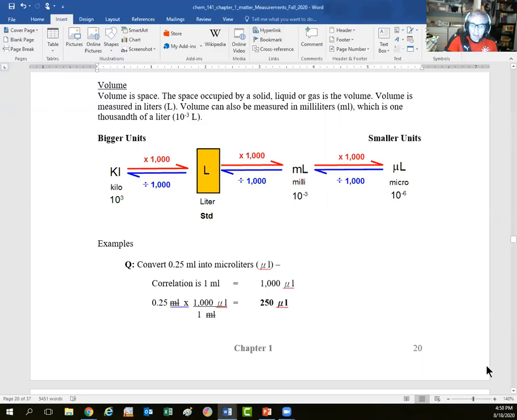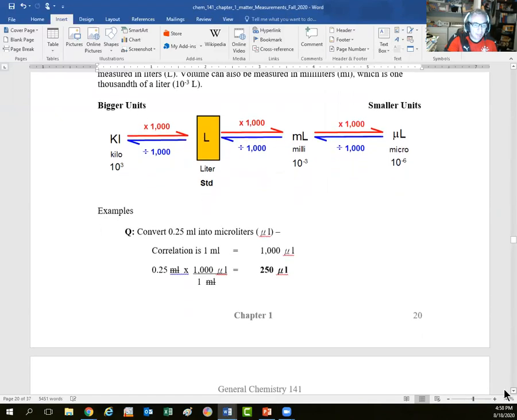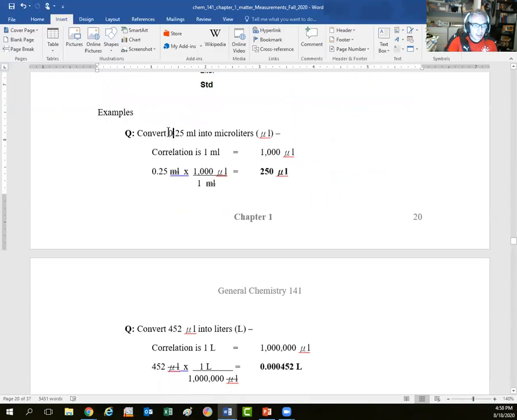Looking at a couple of examples. 0.25 millilitres converted into microlitres. There's a factor of 1,000 between microlitres and millilitres. So that 0.25 times the factor of 1,000 gives us 250 microlitres. We started with a bigger unit, so we're getting a bigger answer, factor of 1,000, 3 zeros, so the decimal place is moved once, twice, 3 times to give 250 microlitres.